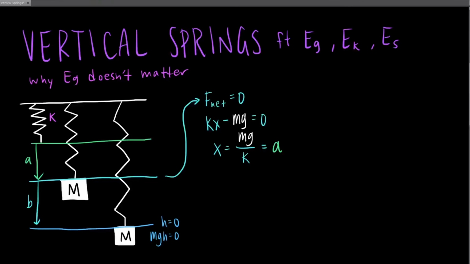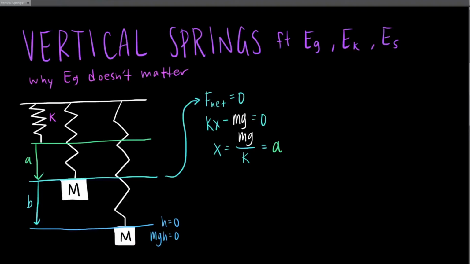On the very left, we have the spring with spring constant k at its natural length. In the middle, we have a spring with mass attached at its new equilibrium point where the net force on the mass is 0. It is the distance a from the natural length. The spring force kx minus the gravitational force mg is equal to 0. We isolate for x, the distance from the original point, which is mg over k, equal to a.